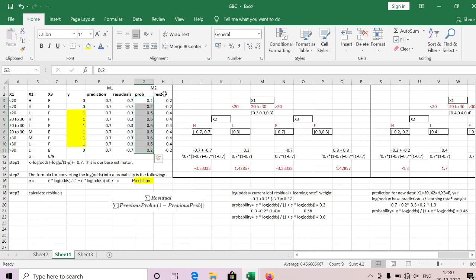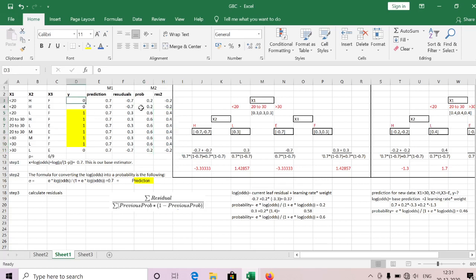Now we'll calculate the residual for model 2. Here it is actual minus prediction: 0 minus 0.2 gives minus 0.2, again 0 minus 0.2 gives minus 0.2. 1 minus 0.6 gives 0.4. Similarly 1 minus 0.6 gives 0.4, and up to here it is the same, 0.4. The last one is 0 minus 0.2, which gives minus 0.2.